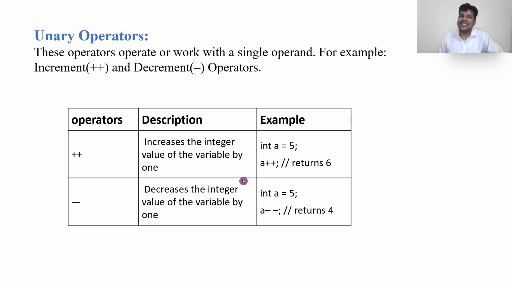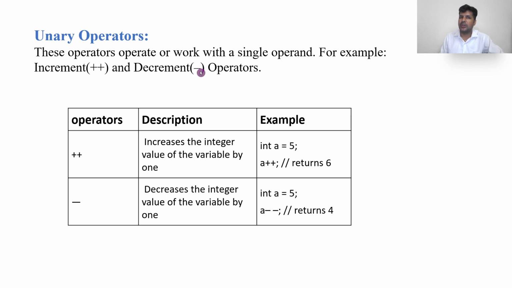Our next operator is the unary operator. The unary operator is also part of the arithmetic operators. The only difference between the arithmetic operator and the unary operator is that an arithmetic operator has two operands, for example a plus b, or b minus a divided by b. But in the unary operator, the word itself says that it is single. So a single operand will be there. The operators will be plus plus and minus minus.